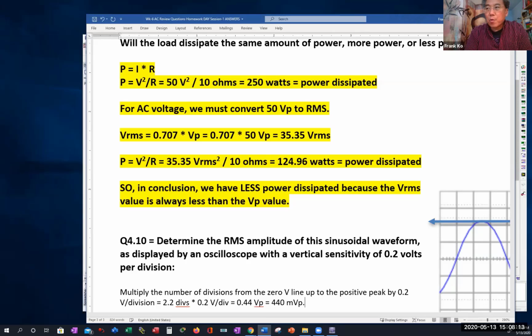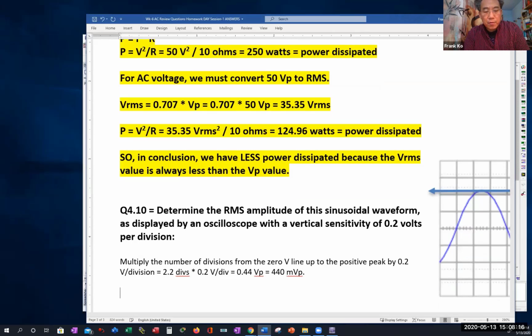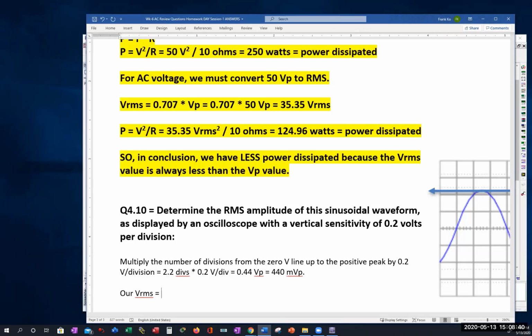Now the next part of the question is this. Next part of the question, our VRMS is equal to, and so we're going to share the wealth here. Let's see. Question goes to Pauline. Why don't you finish this up? How do I find my VRMS based on this? We are going to multiply 440 millivolts peak by the square root of 0.5, or 0.707.